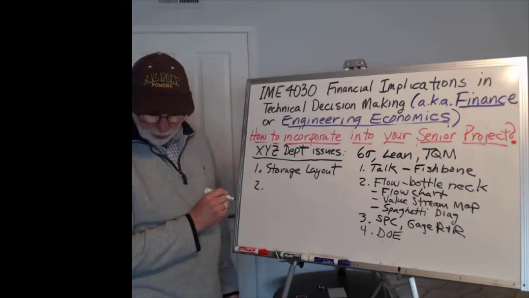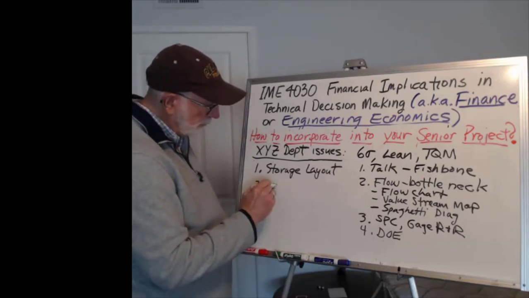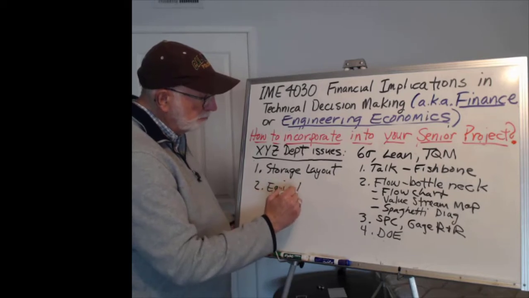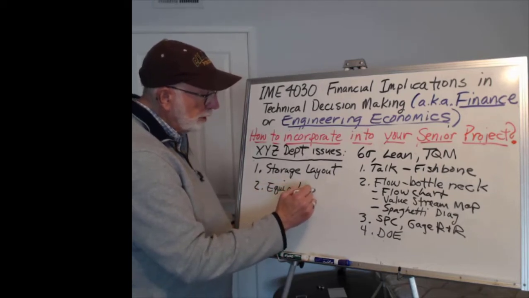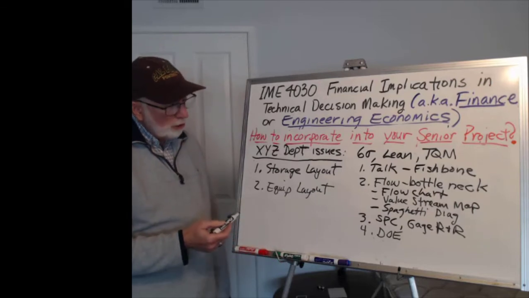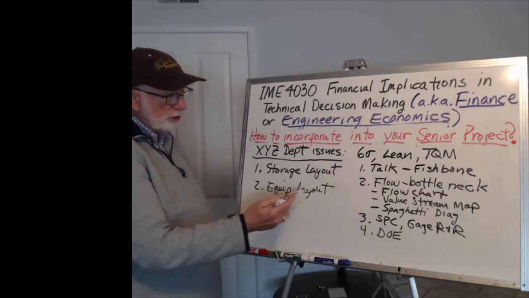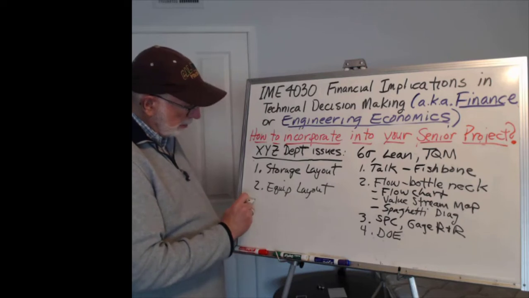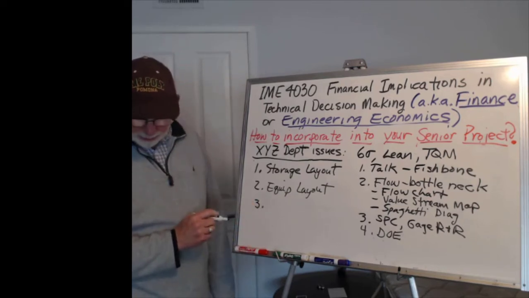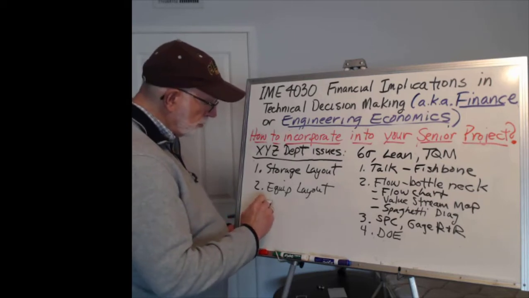Then also that you have a problem with your equipment layout. Again, from your spaghetti diagram, from your value stream map, you can identify that you need to fix that. And then the third problem might be that your machines are not capable of producing within spec.